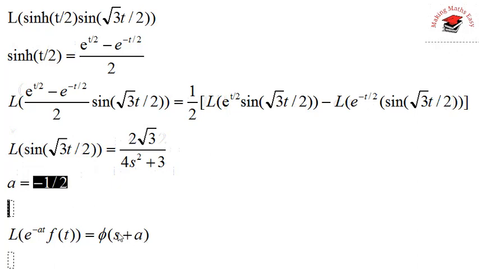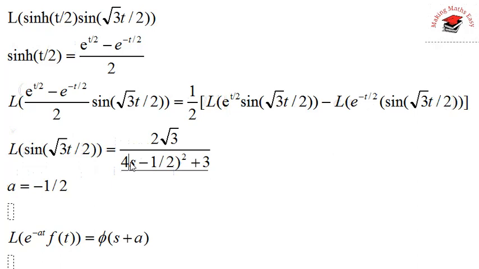So instead of s we have to put s plus a, as given here as phi of s plus a. So instead of this s we have to put s plus a, so s plus minus 1 by 2 we have to take. So this will become equal to s minus 1 by 2 the whole square plus 3. Again we need to find the Laplace of this function.